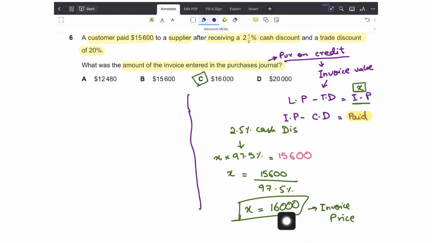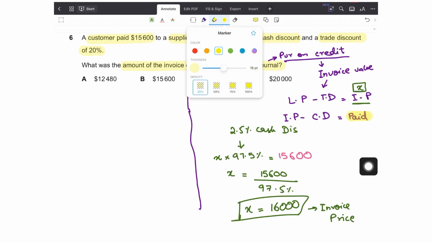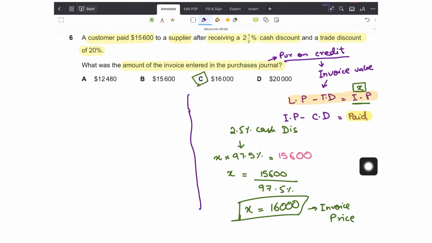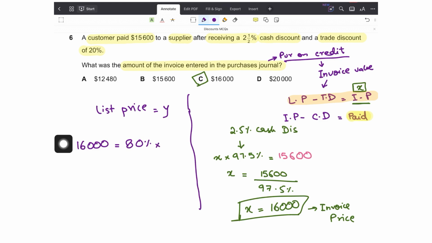Now I have the invoice price, right? I have calculated this. Now let's use this formula to calculate the list price. So let's call the list price Y. X we have already used, Y. So I know that 16,000 represents my invoice price, which is 80% of my list price.